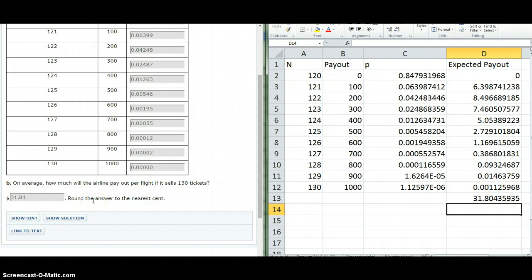$31.80, not bad, especially if we're getting all of the money from 10 extra tickets. The airline would certainly make quite a bit of money. Even if these payouts are more, which they usually are, usually a couple hundred on a domestic, maybe 400 or 500 on an international, even with that, the expected payout is going to be much less than the extra amount of money they make by selling these 10 overbooked tickets.